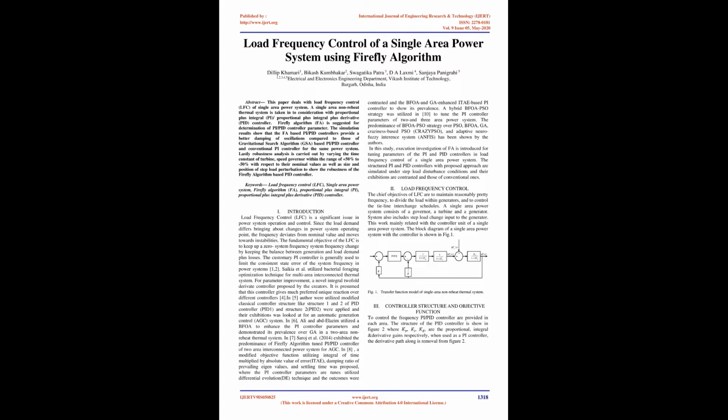The simulation results show that the FA-based PI/PID controllers provide a better damping of oscillations compared to those of gravitational search algorithm, GSA, based PI/PID controller and conventional PI controller for the same power system. Lastly, robustness analysis is carried out by varying the time constant of turbine speed governor within the range of plus 50% to minus 50% with respect to their nominal values, as well as size and position of step load perturbation, to show the robustness of the Firefly algorithm based PID controller.